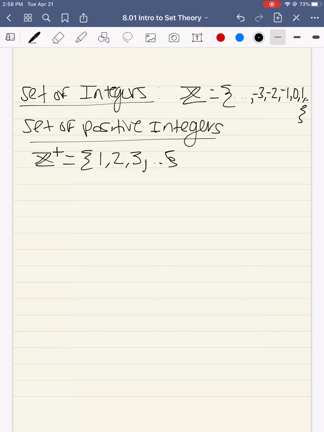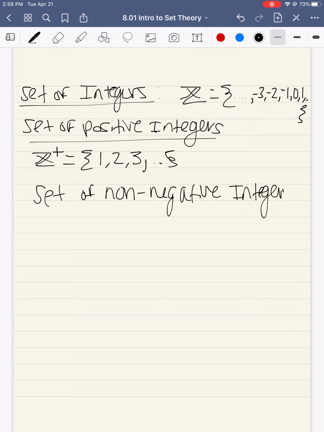If we want to include all of the positives and 0, then we have the set of non-negative integers. So this is the Z with a greater than or equal to 0. I know, not very original, but that is what we have. So this is from 0, 1, 2, 3, and so on. So this includes everything from 0 and above. Again, just the non-negatives.